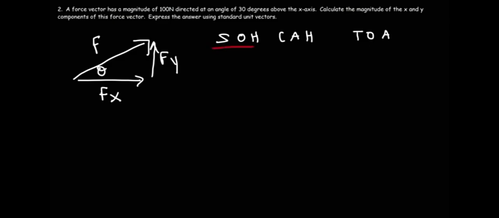Let's focus on the SOH part of SOHCAHTOA. The S stands for sine. Sine of the angle is equal to, the O represents the opposite side, H is the hypotenuse. So opposite to the angle theta is Fy. So let's write opposite. Adjacent to the angle theta is Fx. And then across the 90-degree angle, that is the hypotenuse, which is F in this case.